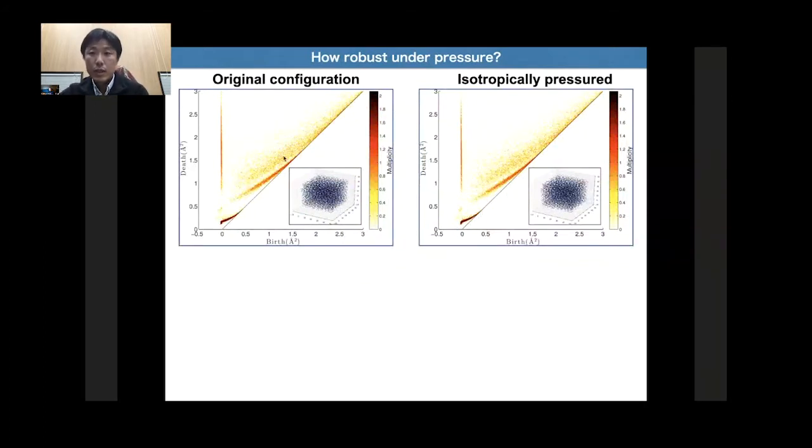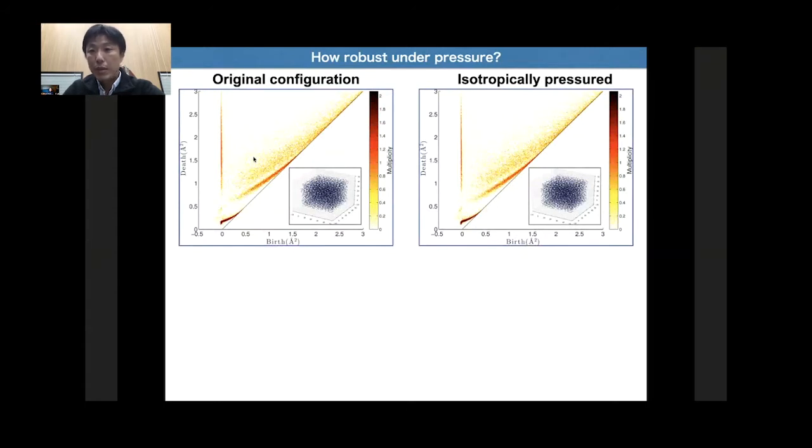So for that purpose, we first constructed a new atomic configuration from the original one by adding pressure from the outside. So this is a new atomic configuration obtained by the pressurization. And this is a new persistence diagram of it. So you may think these two seem very close, but actually they are slightly different because the atomic configuration is perturbed. And our question here is whether these two lines of generators are robust or not.